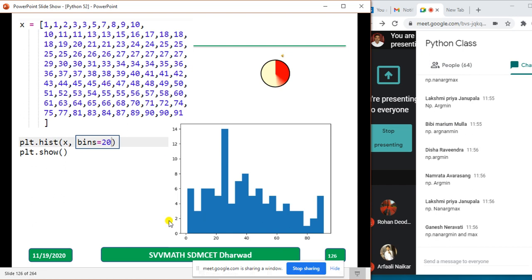Below 0 nothing is there. I think near 0 also nothing is there. After 0, 1, 2, 3, 4 it's increasing, hence the histogram looks like this. When you change the X also, you can observe the histogram.